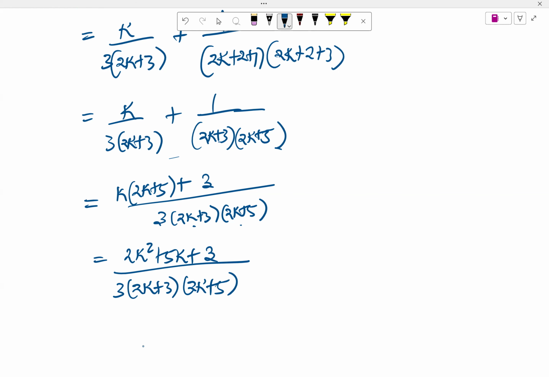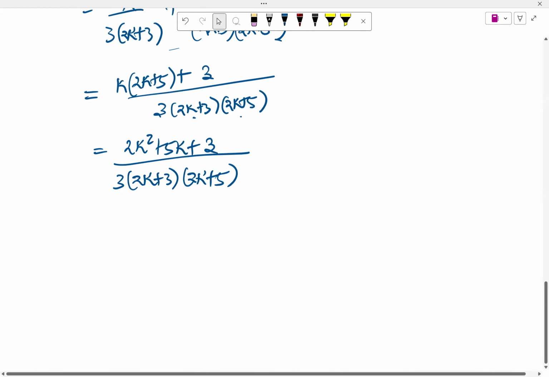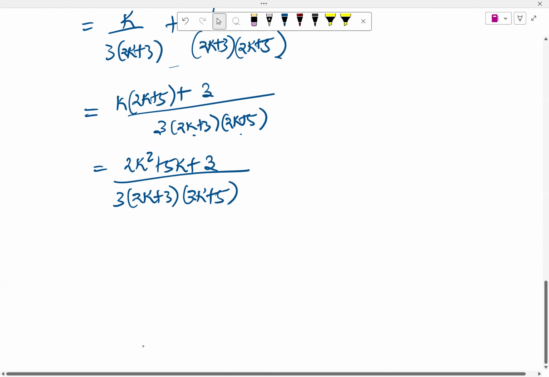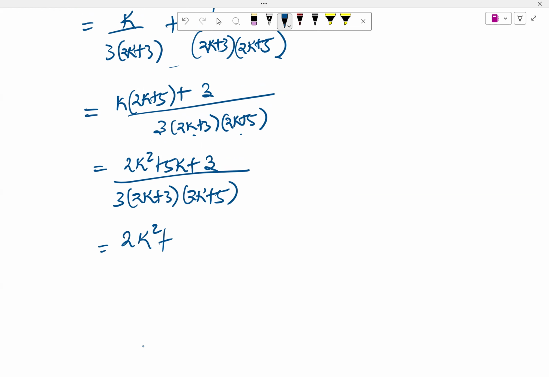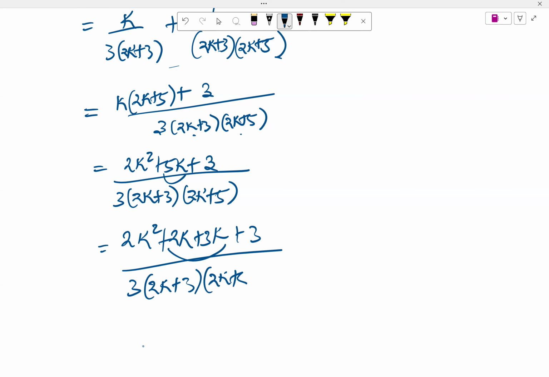And of course, here we can factorize. 2 times 3 is 6, and then we have 5 in the middle. We need two numbers that multiply to get 6 and add to get 5. Of course, since it's all positive, the 5k will have to be 2k and 3k. So we have 2k squared plus 2k plus 3k plus 3, all over 3(2k + 3)(2k + 5).